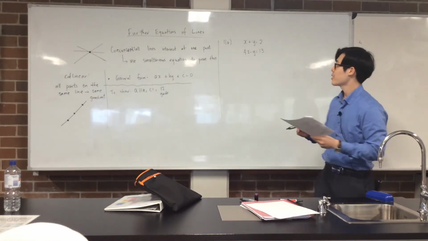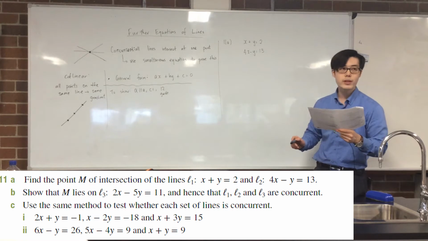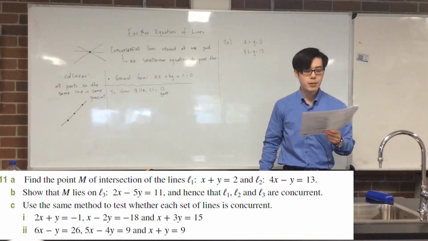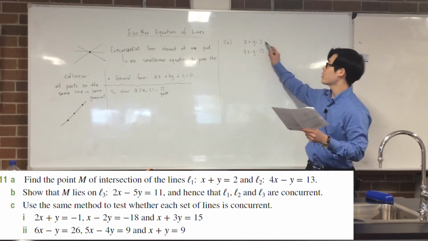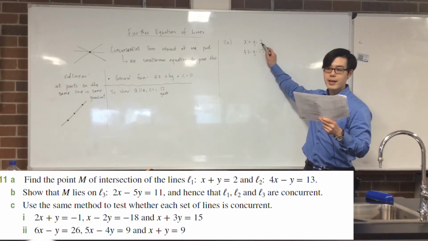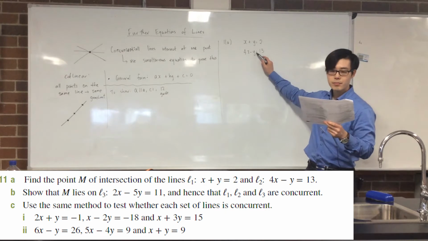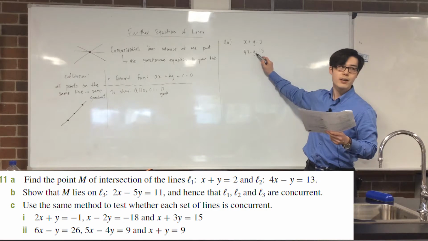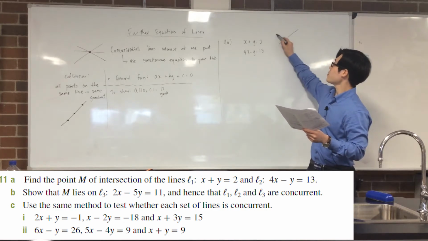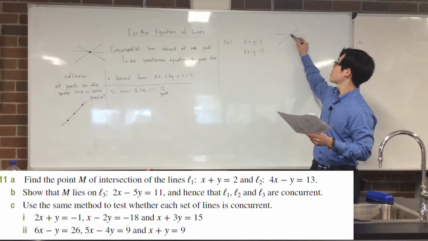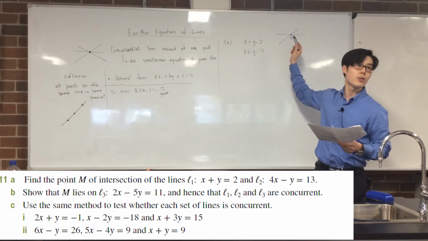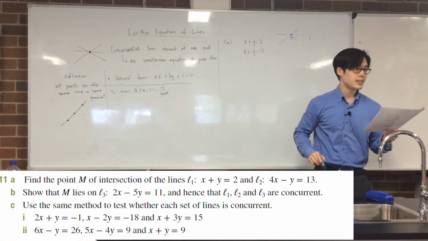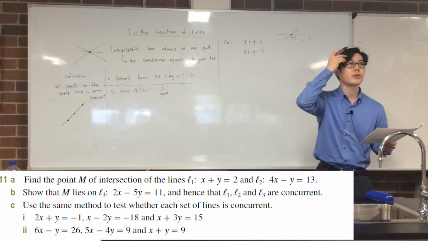Please have a look. Girls, it says, find the point M. So it's question 11a, girls. Please have a read. Find the point M of intersection of lines L1, which is this line, and L2, which is this line. So we need to find out, if I have two lines, girls, that's what they want me to find. What's that point? It's the same exercise as yesterday, exercise 60, because we didn't get to finish yesterday, remember?